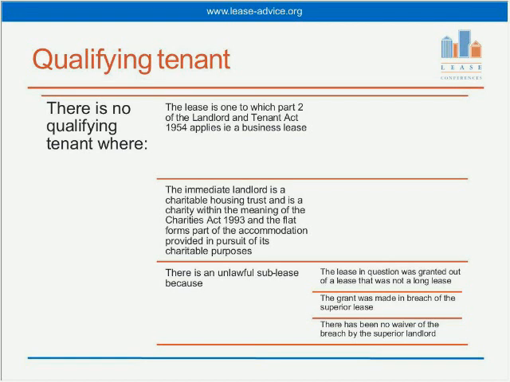And finally, there's a final one, which I've rarely come across, where it's an unlawful sublease or underlease. So if it was granted out of a lease that was not a long lease, and the grant was made in breach of the superior lease, and there has been no waiver of the breach by the superior landlord, it would usually be the freeholder.